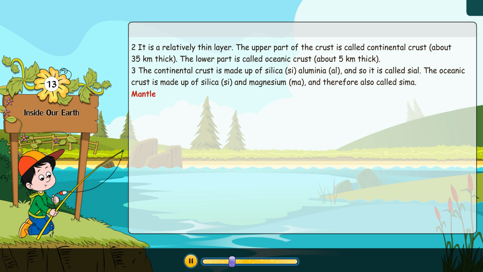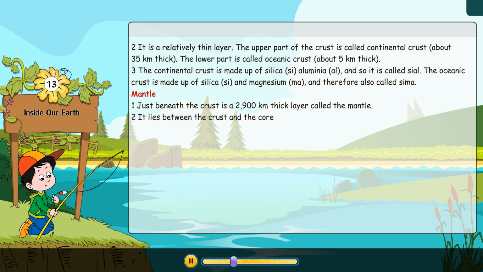Mantle. Just beneath the crust is a 2,900 kilometers thick layer called the mantle. It lies between the crust and the core. It is made up of dense and heavy materials such as iron and magnesium.